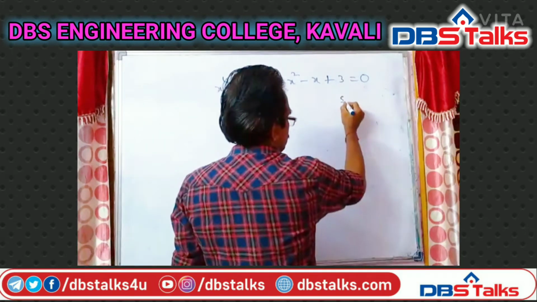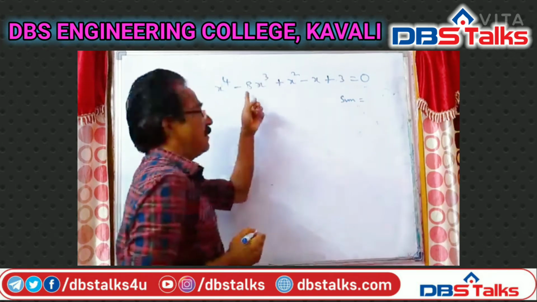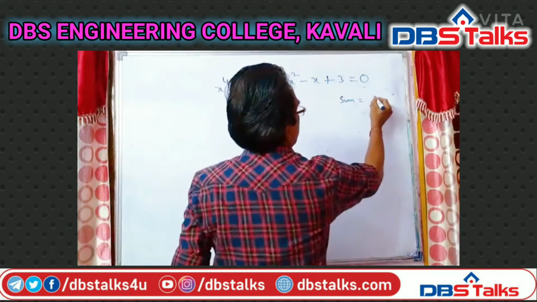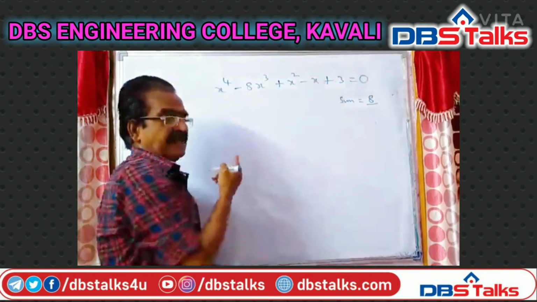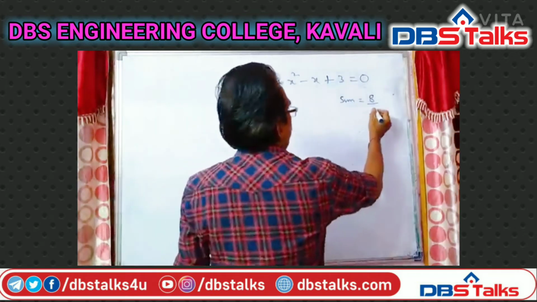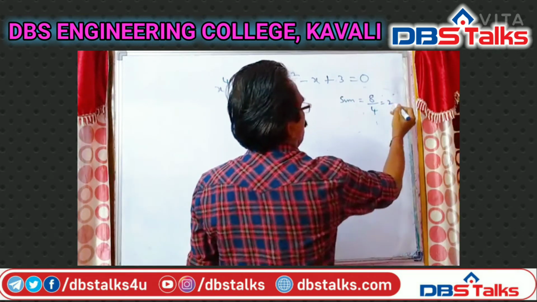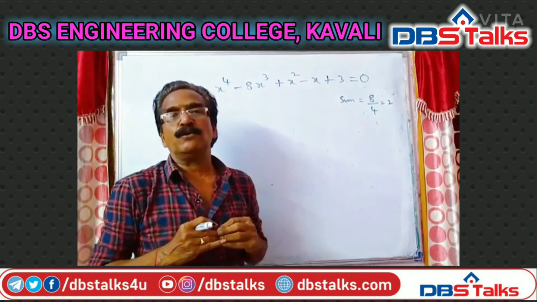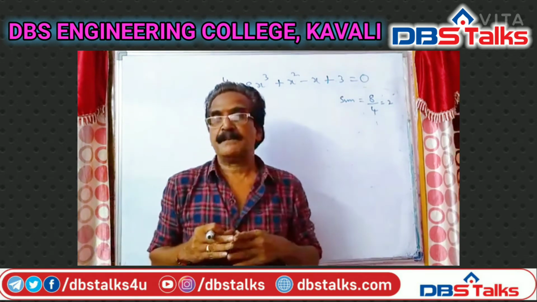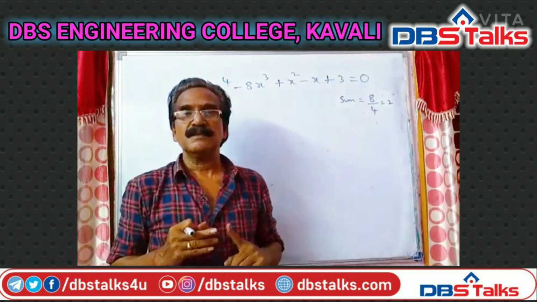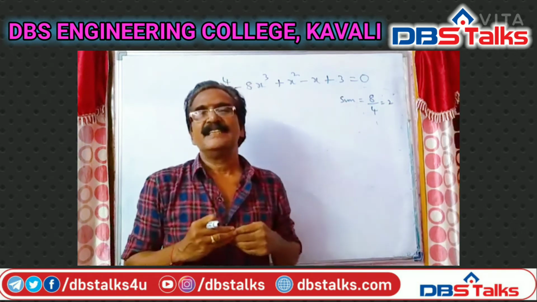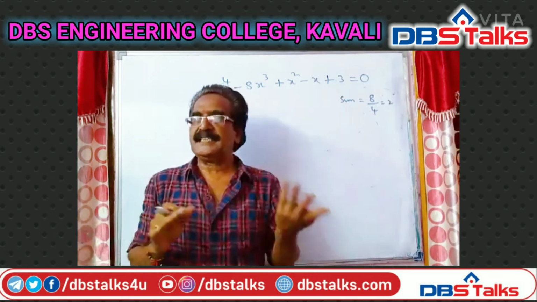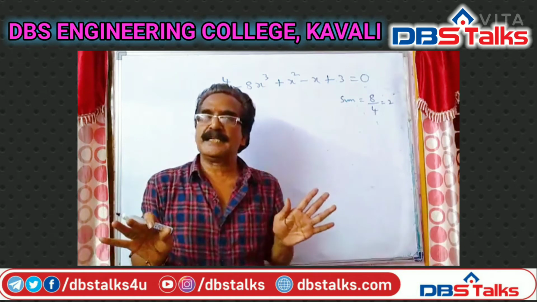First, the sum of the roots. How much friends? Minus b by a, minus of minus 8, plus 8, divided by the degree of the polynomial. This is a fourth degree polynomial, so 8 by 4 is equal to 2. So now we have to diminish each root by 2. At present the sum of the roots is 8. If we diminish each root by 2, then 4 into minus 2 is minus 8. 8 minus 8 becomes 0. Now the second term will disappear.